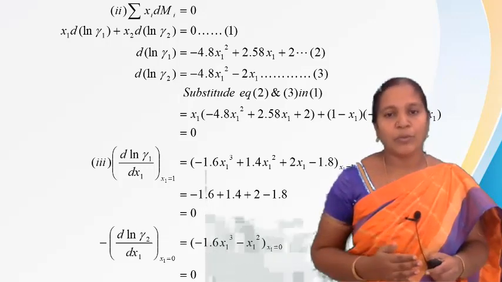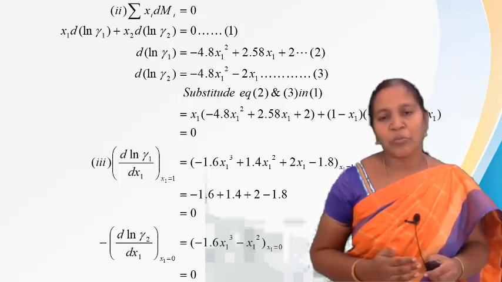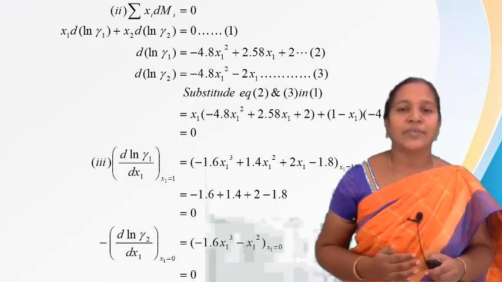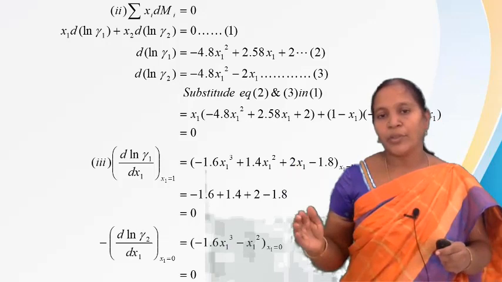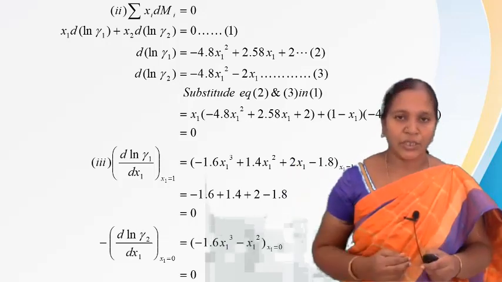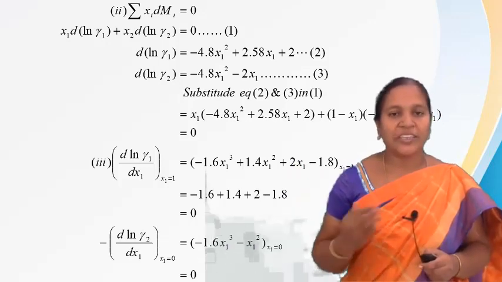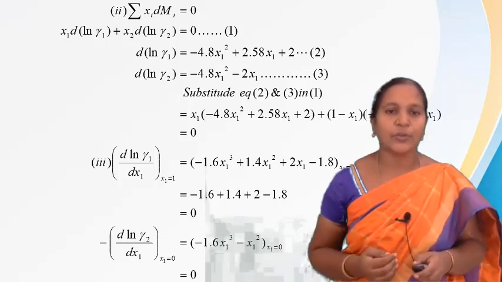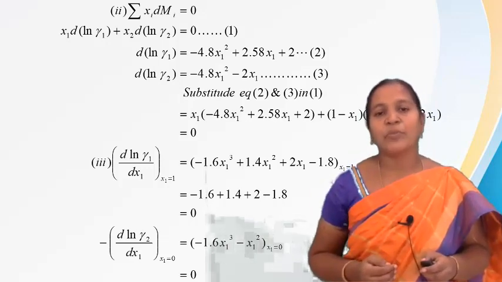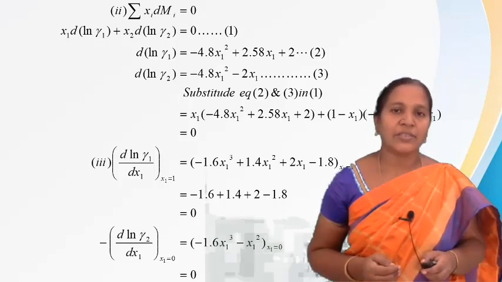That is equals to minus 1.6 x1 cube minus x1 square at x1 is equals to 0. Now substitute x1 with 0. Therefore, answer is 0. It is proved. Bit 3 proved: d of ln gamma 1 by dx1 at x1 is equals to minus d of ln gamma 2 by dx1 at x1 is equals to 0.